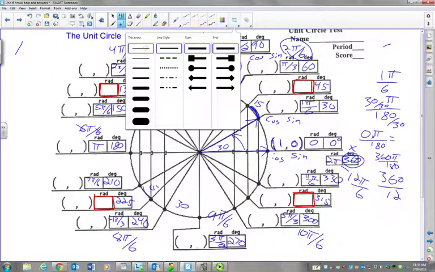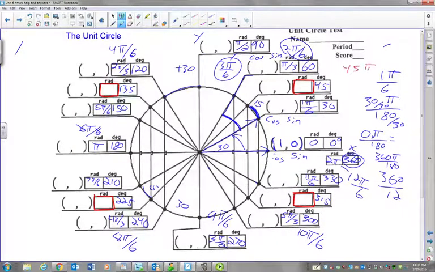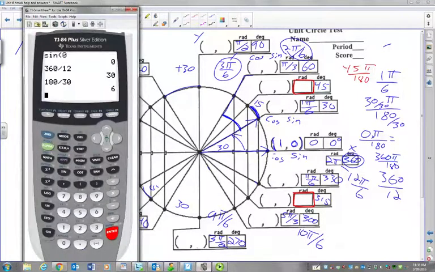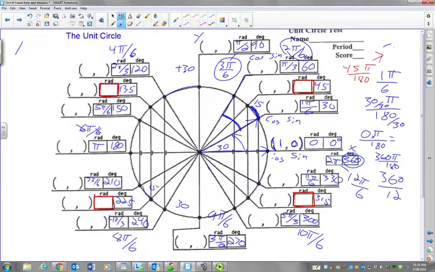Those ones go by, well, let's see, 45 times pi divided by 180. I'm going to leave off my pi for a second and just do 45 divided by 180. We'll get a decimal answer. I want to turn that into a fraction, so I'm going to do math, fraction, 1/4. So that reduces to 1 pi over 4, and that's what I'm going to count by. So 1 pi over 4, or just pi over 4.